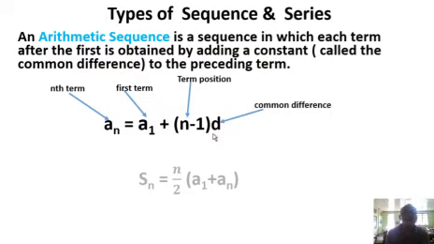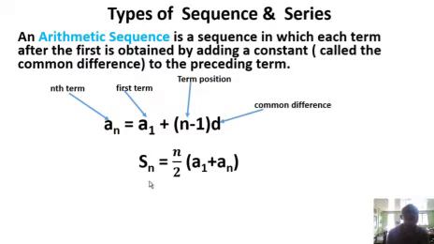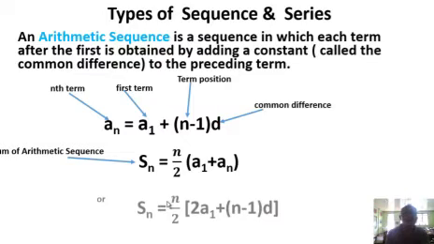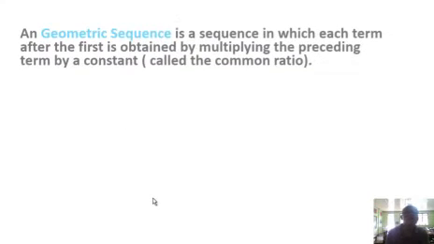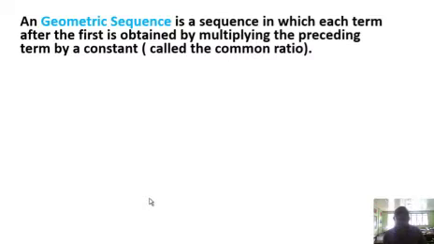For the sum of the arithmetic sequence, it is equal to n over 2 times the quantity a sub 1, the first term, plus the last term. Or it can also be equal to n over 2 times the quantity 2 times a sub 1 plus n minus 1 times d. Okay, another type of sequence is the geometric sequence.